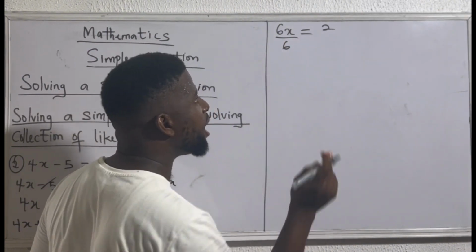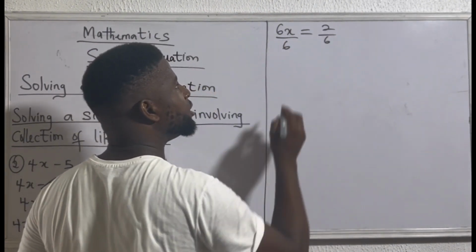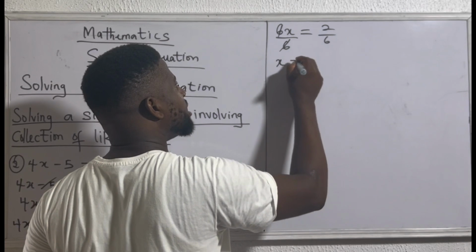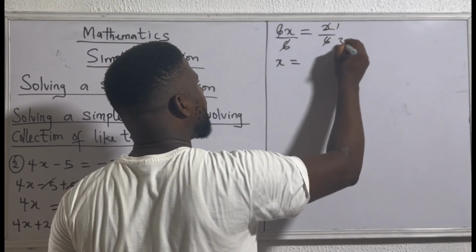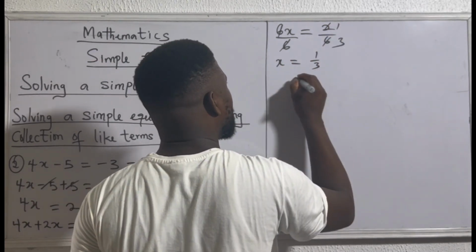But then, remember, it must also happen to the right hand side. So 6 will cancel 6. We have x left equal 2 over 6, which is 1 over 3. Now let's check.